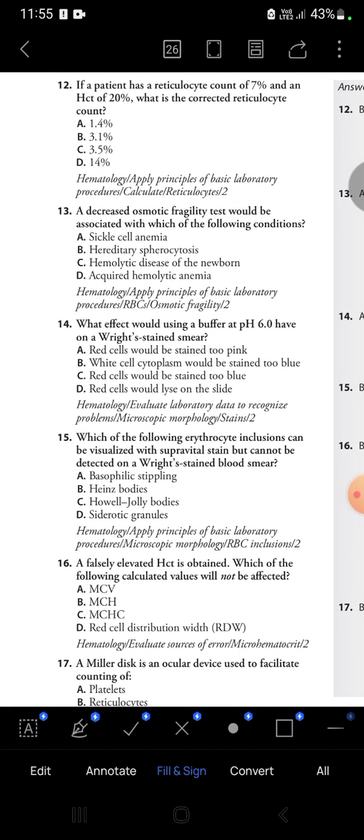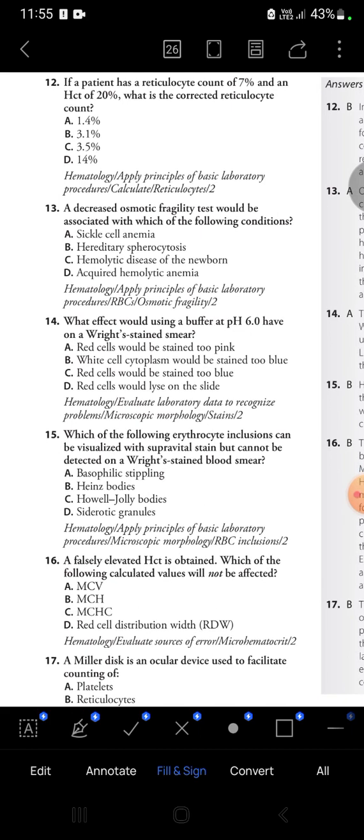What effect would using a buffer at pH 6.0 have on a Wright stain smear? Answer is A, red cells would be stained too pink.